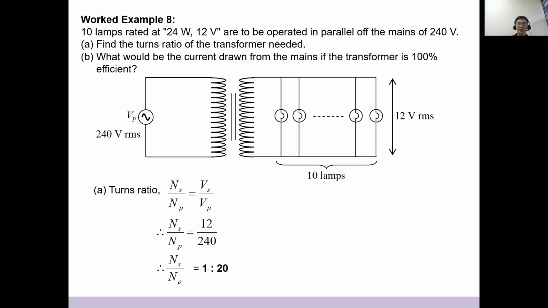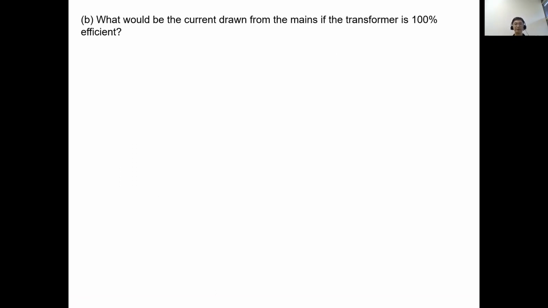Next, part B, what will be the current drawn from the mains if the transformer is 100% efficient?